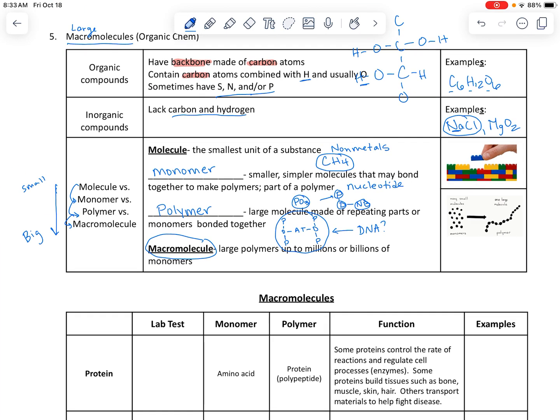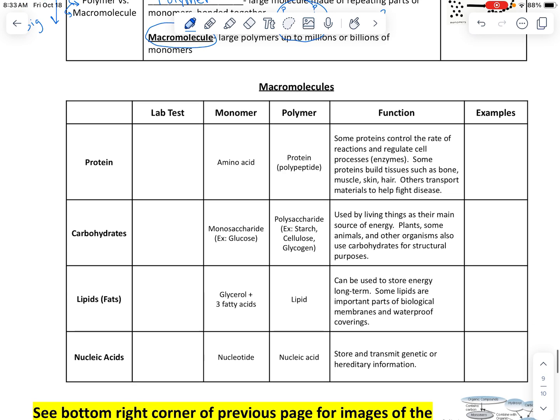All right, so what are the four major macromolecules in biology? Here they are for you. Proteins, carbohydrates, lipids, which are fats, and then nucleic acids. On Tuesday, we are going to be doing lab tests for these macromolecules. We have indicators. These are chemicals that change color or do something significant in the presence of one of these four macromolecules. Okay, so I'm going to give you those lab tests now.